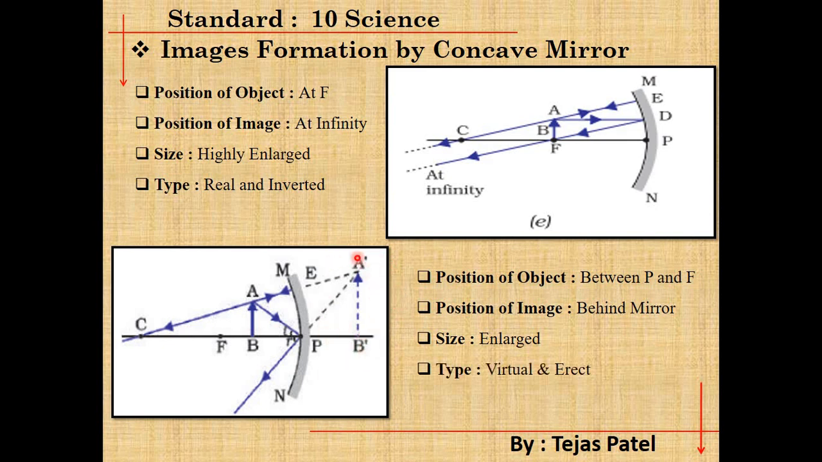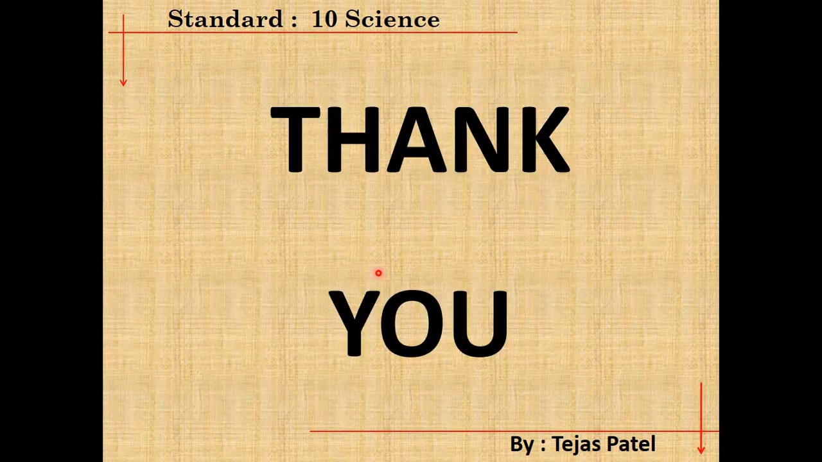And virtual and erect. Why virtual? Because we are getting it behind the mirror, and erect. As you can see that AB object is small, but A dash B dash image is large and it is erect. I think all of you are clear about this.